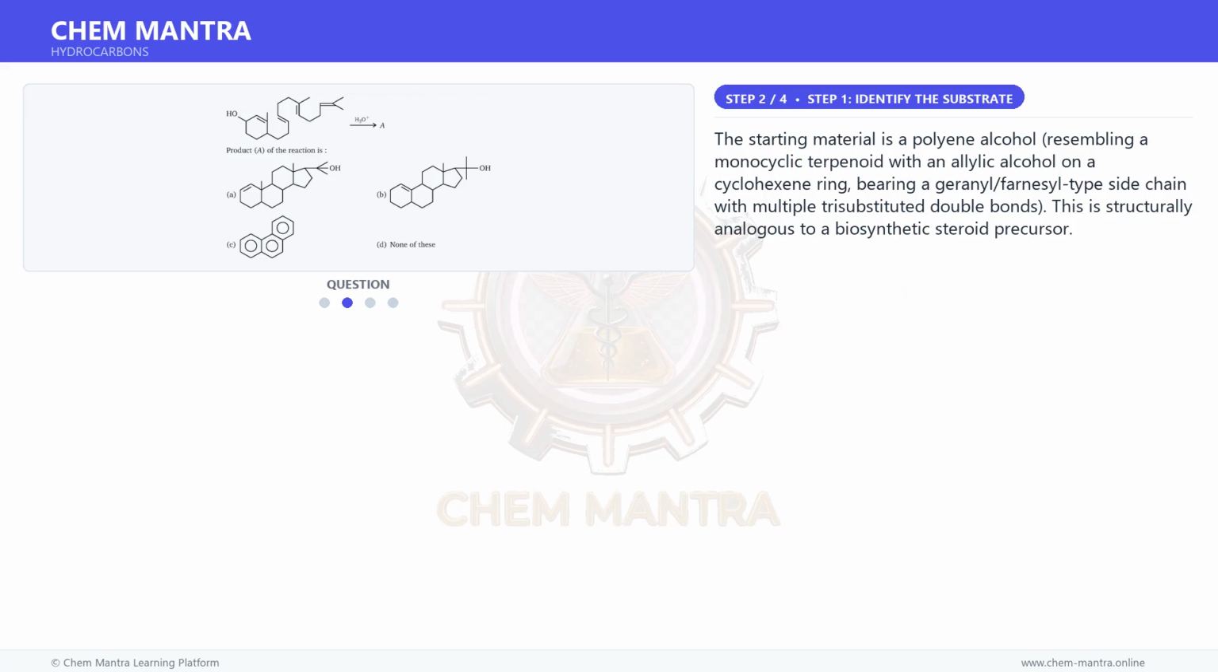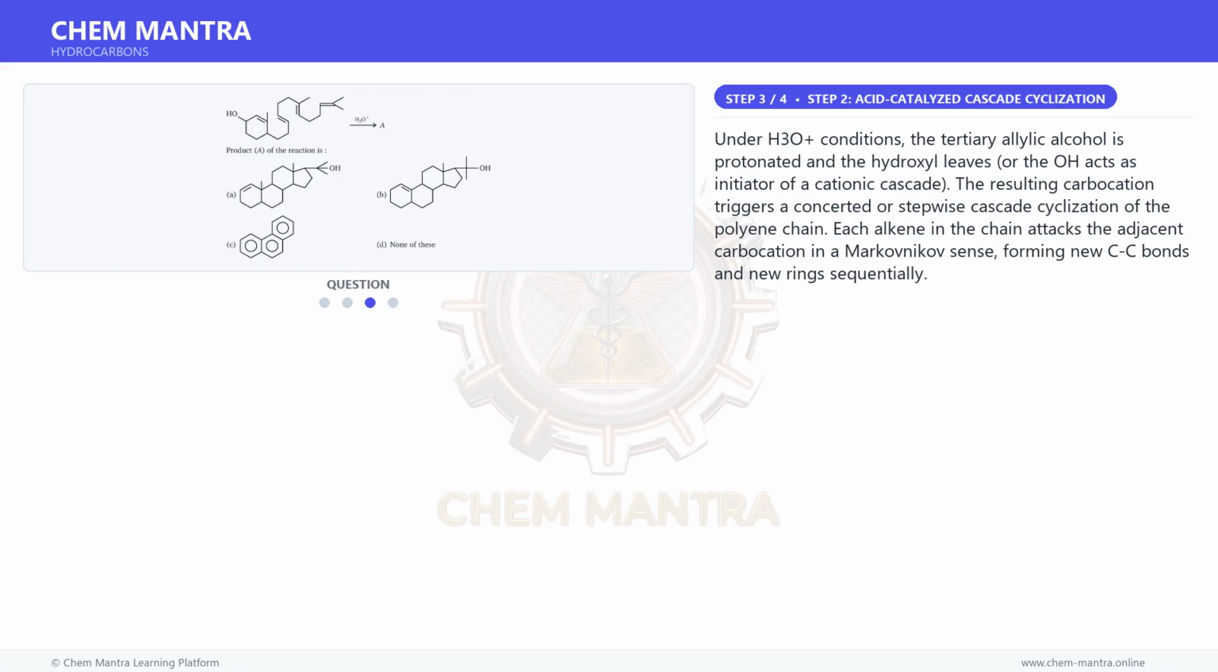The starting material is a polyene alcohol, resembling a monocyclic terpenoid with an allylic alcohol on a cyclohexene ring, bearing a geranyl farnesyl-type side chain with multiple trisubstituted double bonds. This is structurally analogous to a biosynthetic steroid precursor.